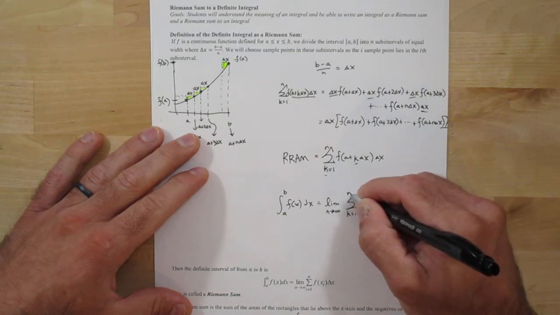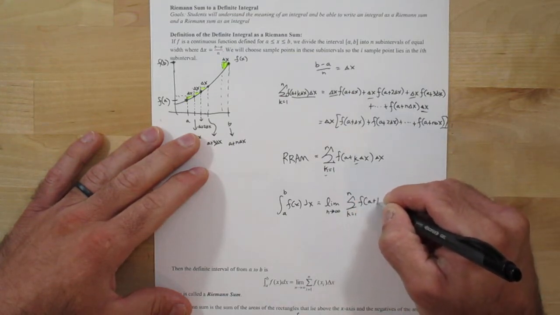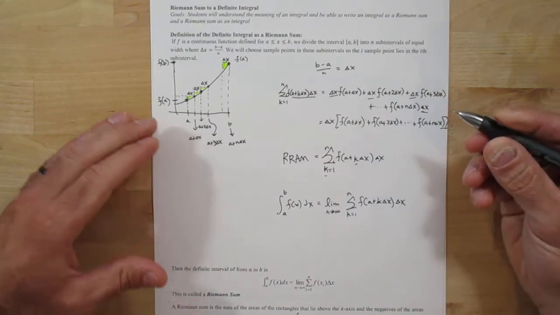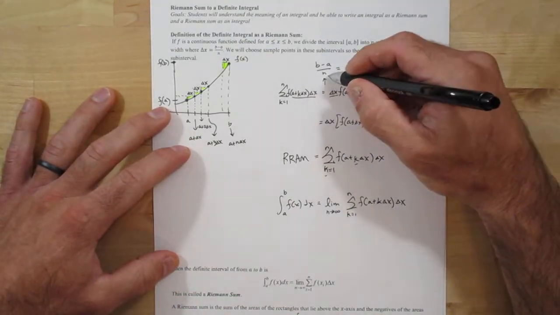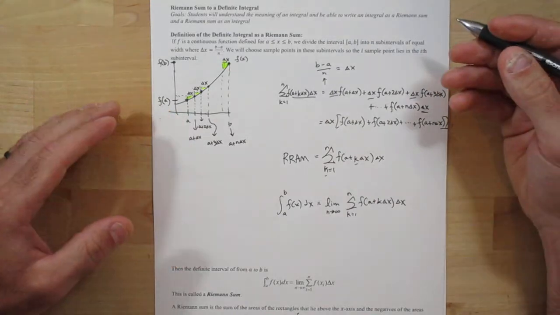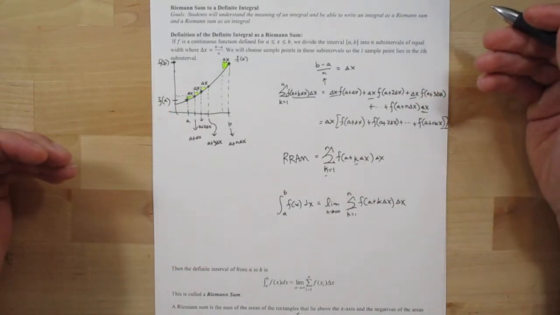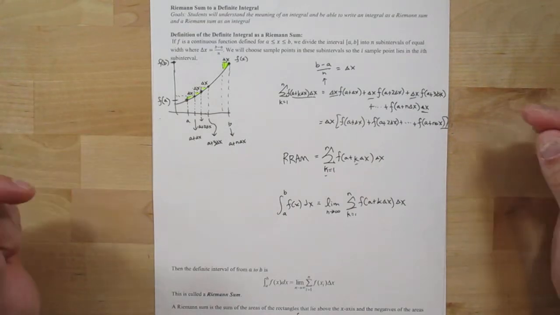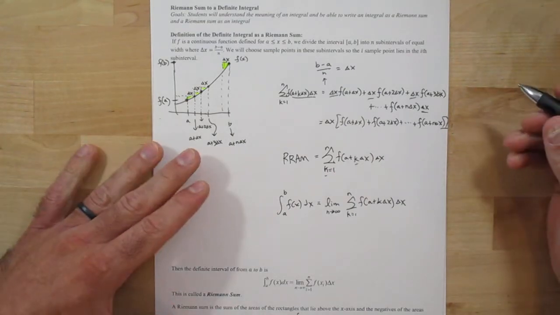Okay, so what would happen to delta x as n goes to infinity? That would mean that the number of rectangles would increase without bound, which means that this finite space would be separated into intervals that are smaller than we can even imagine.